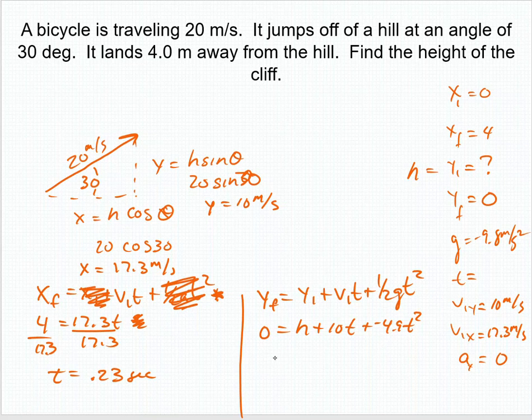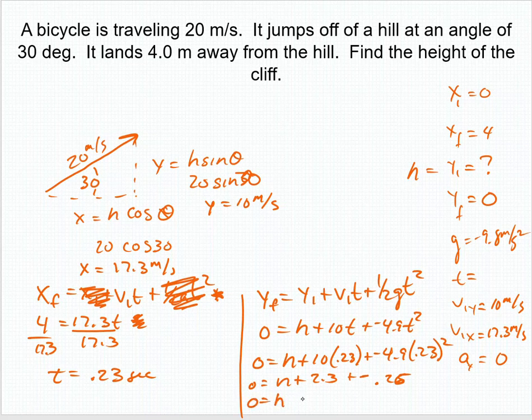I'm going to come over here now and say 0 equals h plus 10 times 0.23 plus negative 4.9 times 0.23 squared. When we add these together, we're going to get 0 equals h plus 2.05, or the height equals negative 2.05 meters. This is the correct answer.